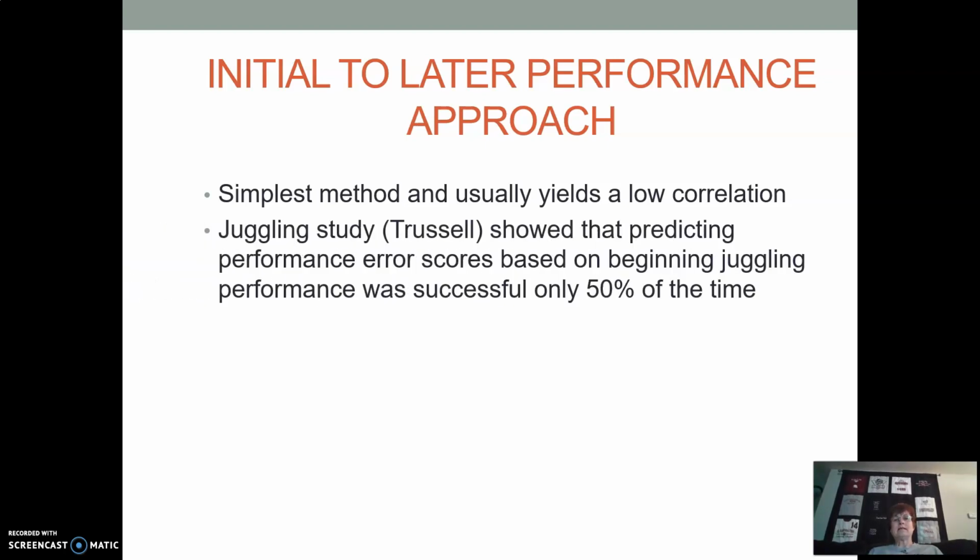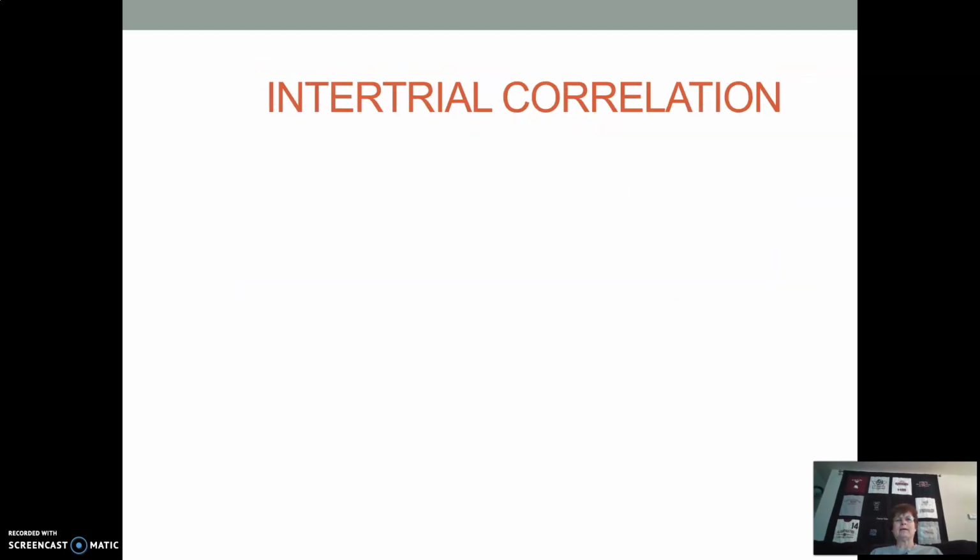There was a juggling study done by Tressel, showing beginning scores of juggling and being able to predict successful jugglers, and that was only successful 50% of the time. So as you get into your juggling lab for this week, don't get frustrated at all, because you may not be doing well here at the beginning. It's really no indication whether or not you would be a successful juggler if you kept at it.